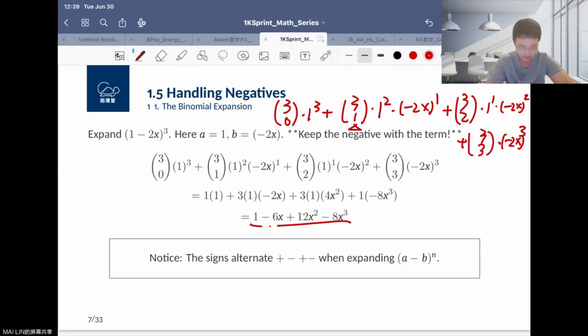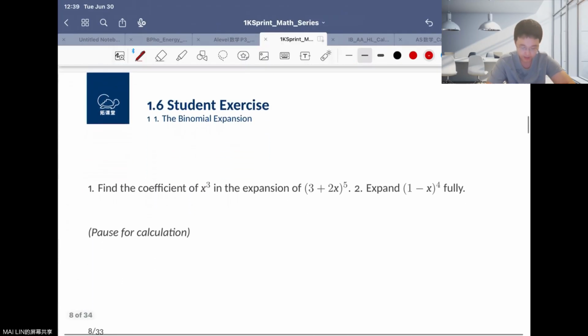Okay, that is it. And here's an exercise for you. You can take your time solving the problems, but if you want to follow with me, you can keep on going, okay? So maybe for the first problem, find the coefficient of x cubed in the expansion of (3 plus 2x) to the power of 5.